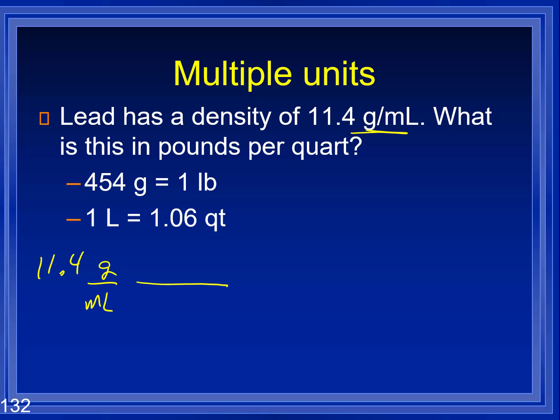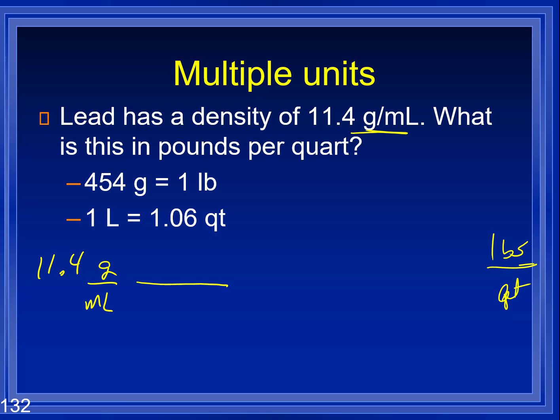Now I've got some conversion factors. What unit do I want to get rid of? Well, both of them. When I'm done, I don't want grams on top, I want pounds on top. When I'm done, I don't want milliliters on the bottom, I want quarts on the bottom. So I have to turn the top from grams to pounds. I've got to turn the bottom from milliliters to quarts. And I can do both of those. I just have to do them separately.